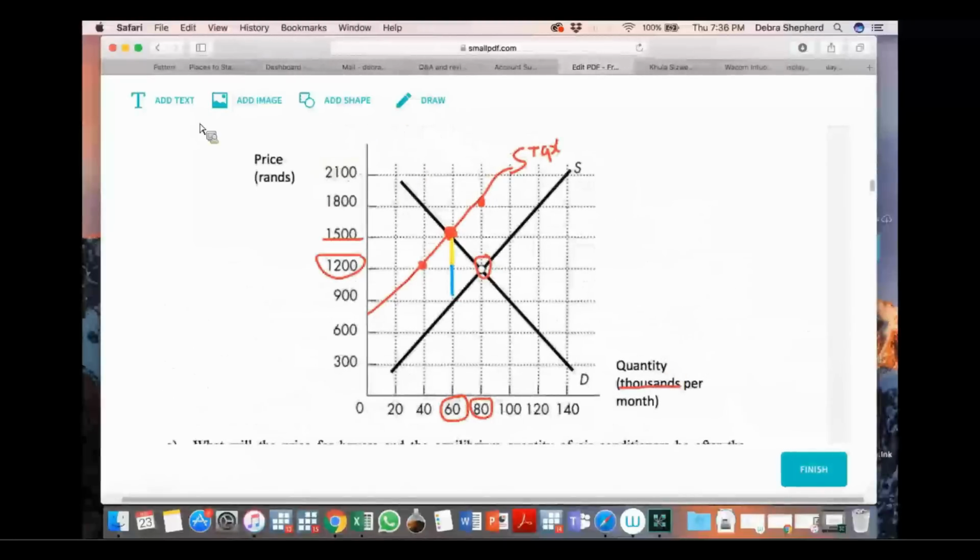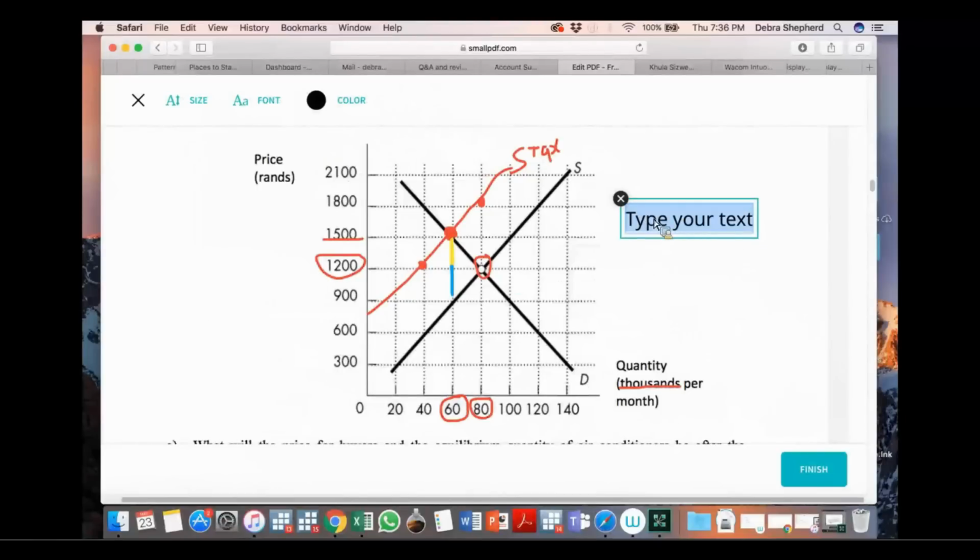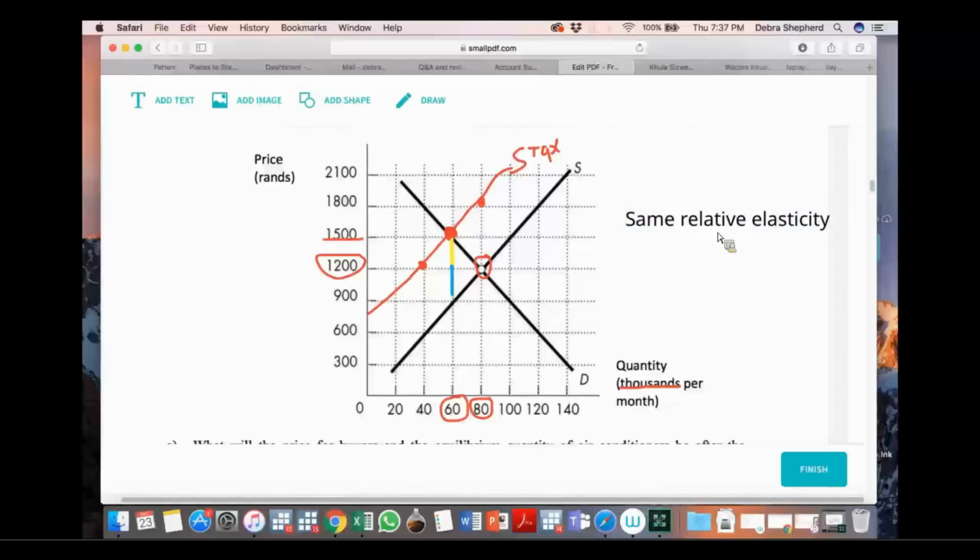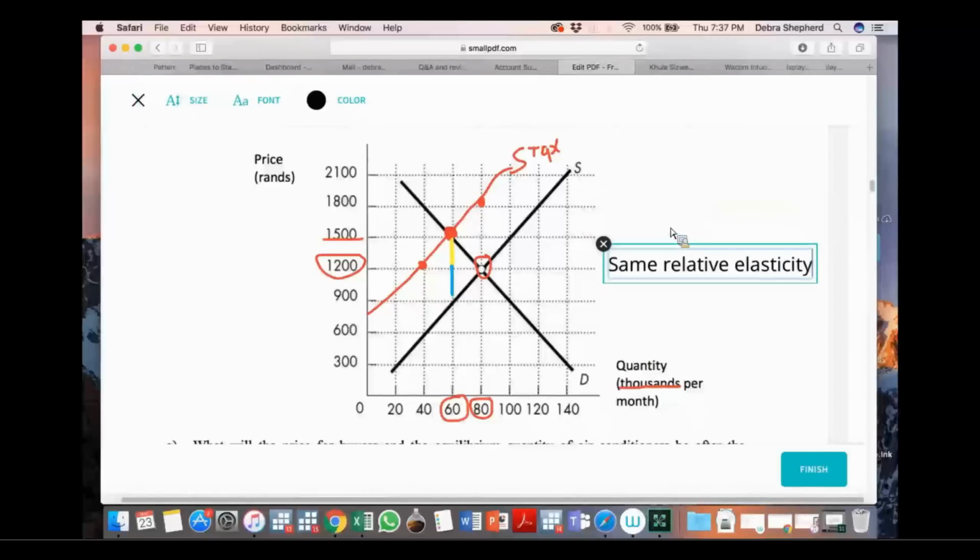at the demand and supply curve, the demand and supply curve appear to have the same relative elasticity. So demand and supply are relatively equally elastic. And because buyers and sellers are equally responsive to prices or equally unresponsive to prices, it means that the tax is going to be shared equally between them.